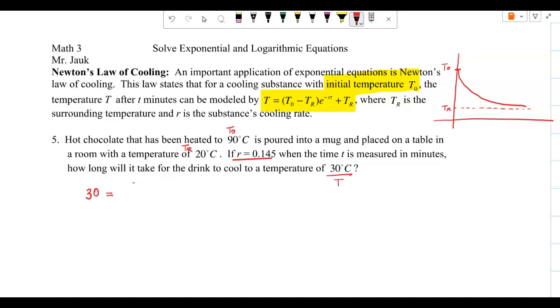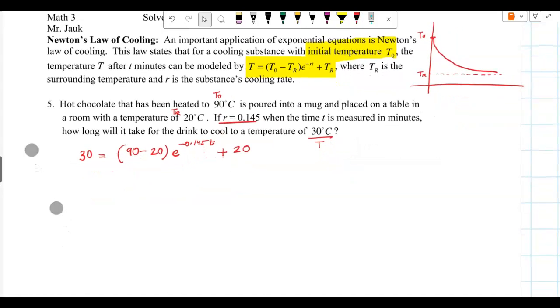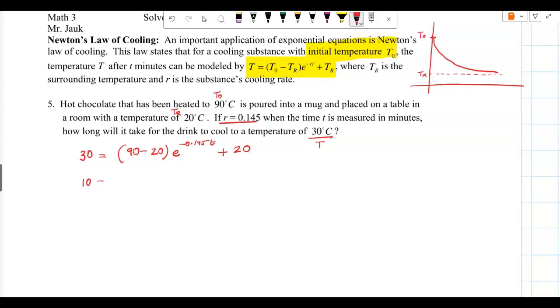Is equal to 90 minus 20, times e to the power of minus R times t, plus 20, the room temperature. Perfect. That's it. Now solve for small t. First bring 20 to the left side. Very good. 10 is equal to 70 e to the power of minus 0.145 times t. Then divide by 70.